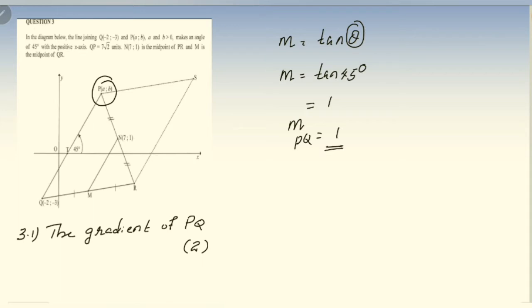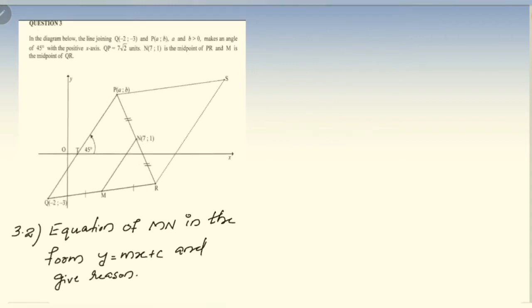We have done that question. Here the mark allocation is 1 mark for the answer, then 1 mark for the angle of inclination formula with the angle also. Is it clear? Now we move to the next question. What is that? The equation of MN in the form y is equal to mx plus c, and give a reason. Here you are finding the equation of MN. MN is a straight line. If you want to find the equation of a straight line, we need one point on that line. We can use that point N. N is given, it is on MN. You agree? Now we need its gradient, right?